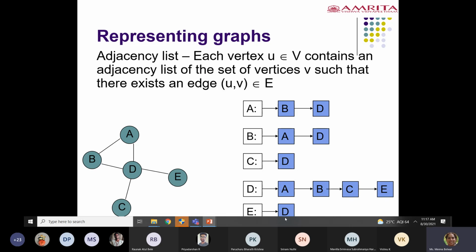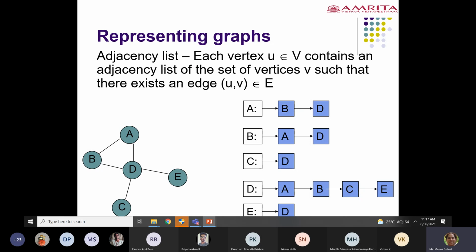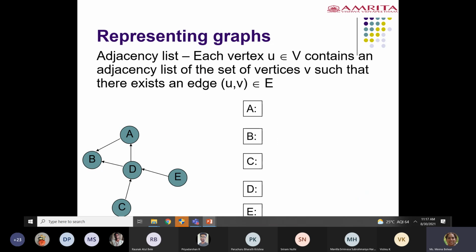Okay, so the important thing is each vertex is going to have an adjacency list such that if I am saying that for D there is A, B, C, E, that means I should have an edge DA, I should have an edge DB, I should have an edge DC, and I should have an edge DE. That is the meaning with adjacency list. So the next thing is, now what we did is we changed the graph.